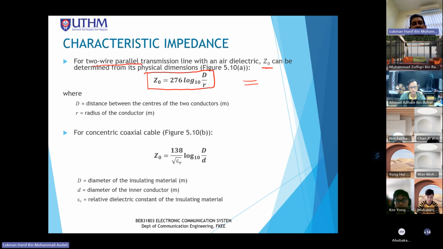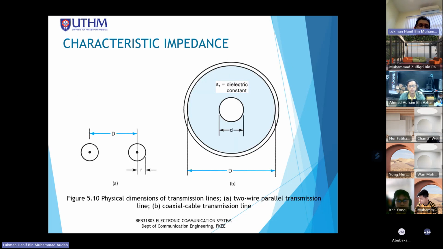D is the distance between the centers of two conductors. R is the radius of the conductor. So it is actually like the picture on the left. D is the distance between two conductors, and these are the conductors. So the distance between conductors is D, and the radius of each conductor is R.